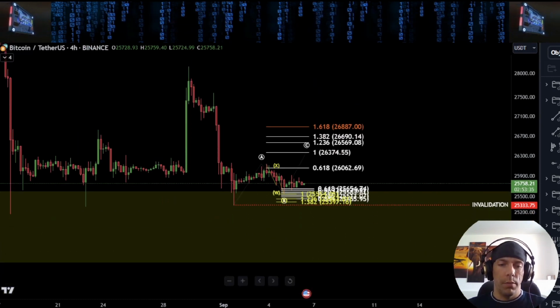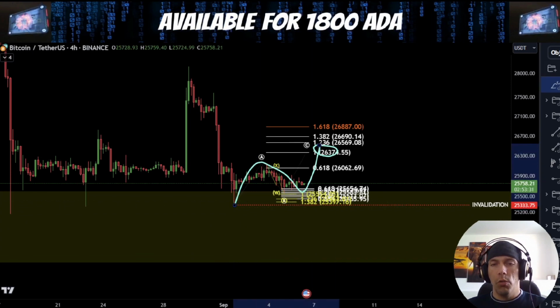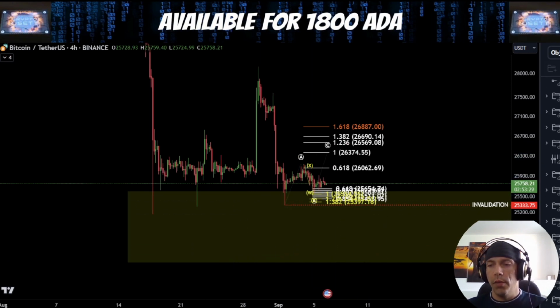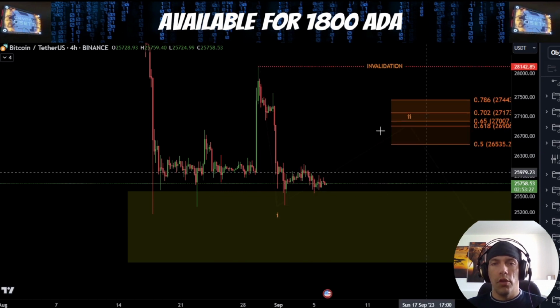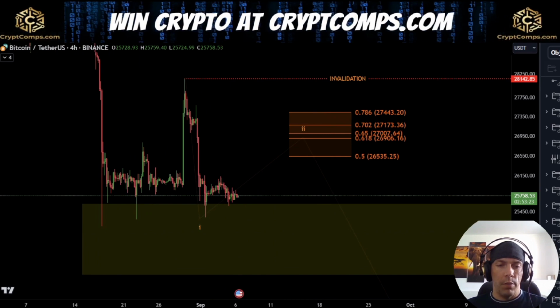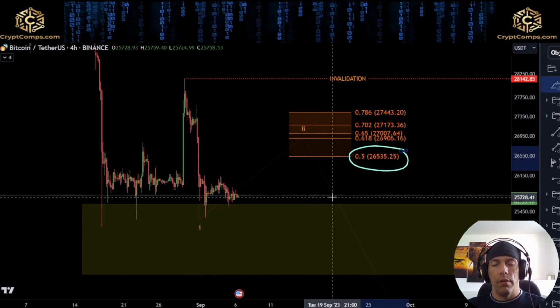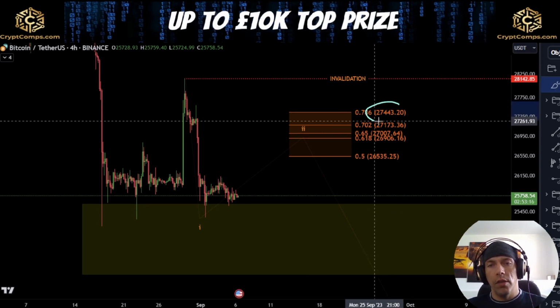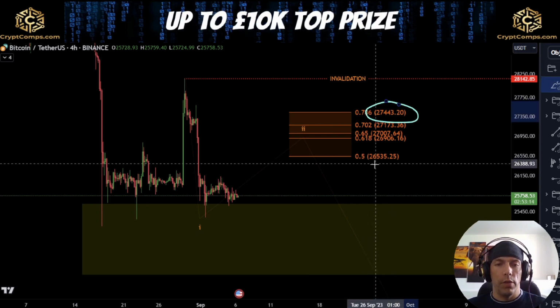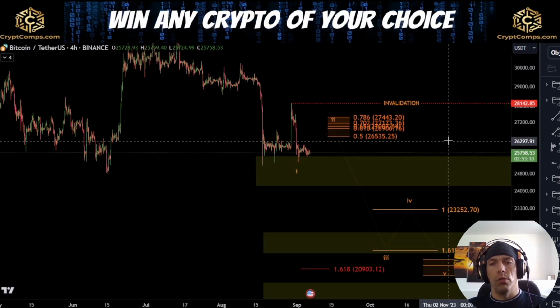Now, if we do see something along these lines where we see this as a bigger ABC pattern here, what we need to be careful of is that if this move fails to push up past this invalidation point, and we see this actually develop as a bigger ABC pattern, looking to push us up into this 26,535 to this 27,443 level, we can still look for the potential that we could have extension within these waves.